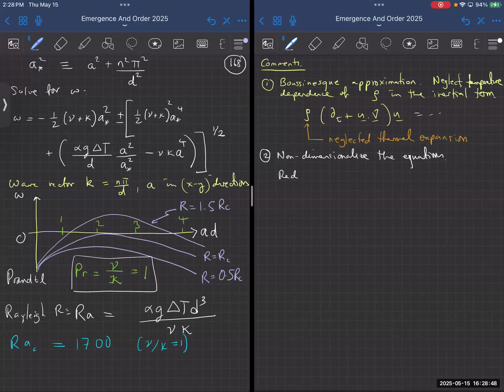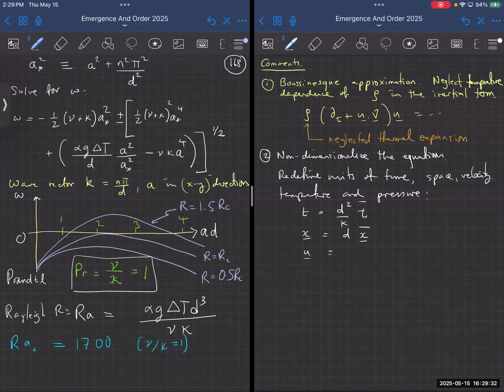You can redefine units of time, space, velocity, temperature, pressure. And when you do that, these are the following definitions. You make a new time variable, which is t equals d squared over kappa times t bar. A new space variable, which is x equals d times x bar. So all the barred quantities are the redefined, dimensionless units.